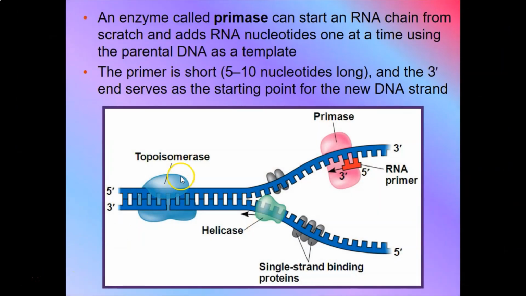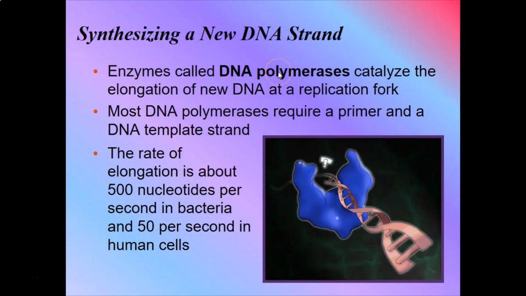So we have an enzyme called primase, like we said, that starts it. And the primer is short, 5 to 10 nucleotides long. But that 3' end is going to call in DNA polymerase. There are different DNA polymerases, and they do slightly different jobs. They catalyze the elongation of new DNA at the replication fork, or we'll see some other places.